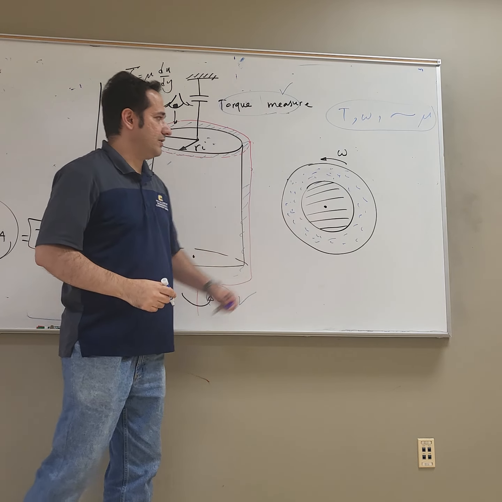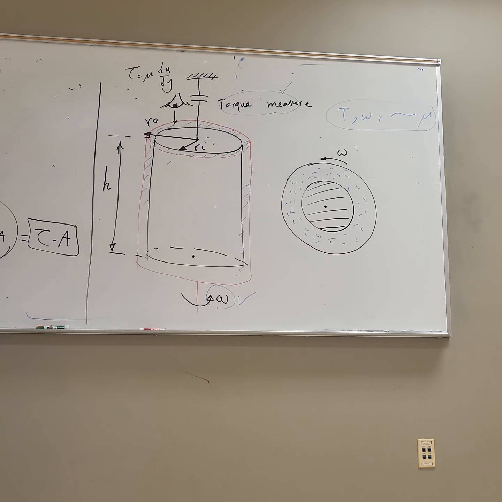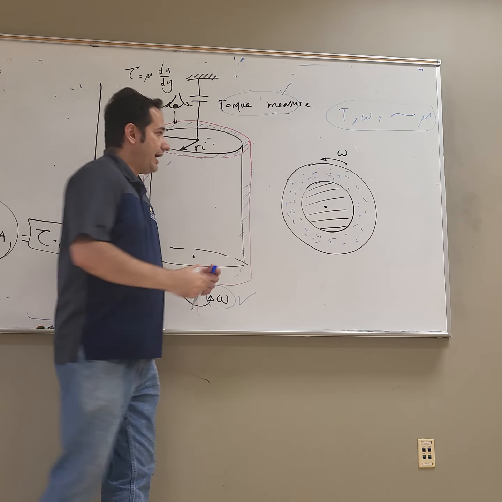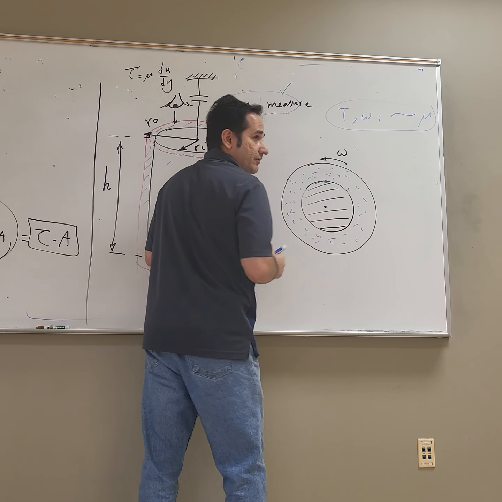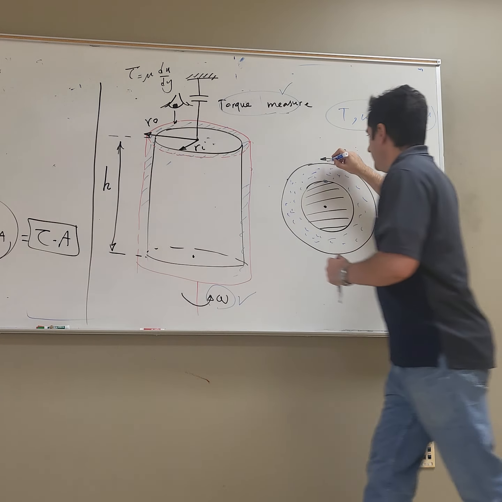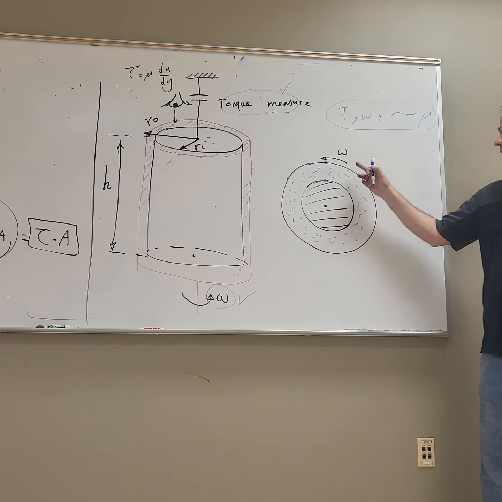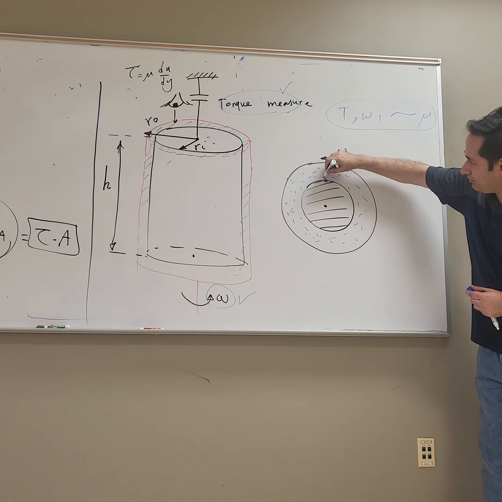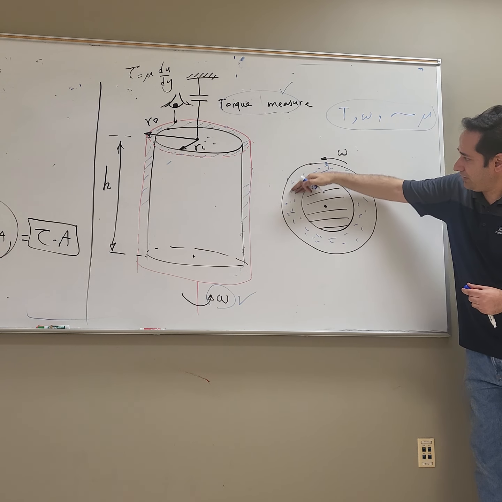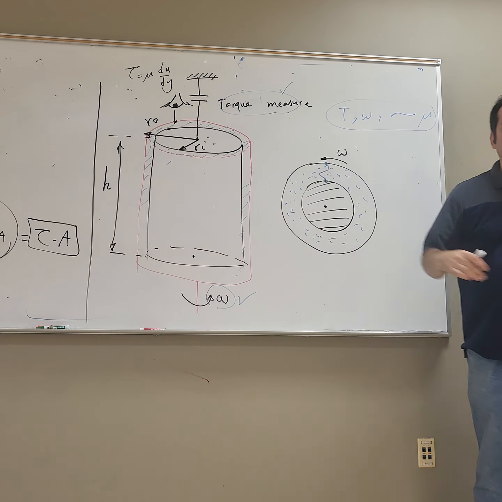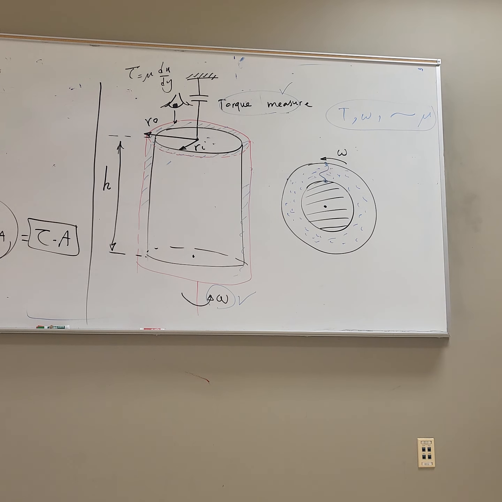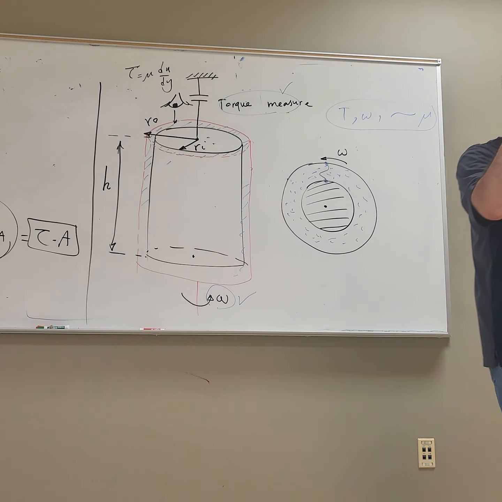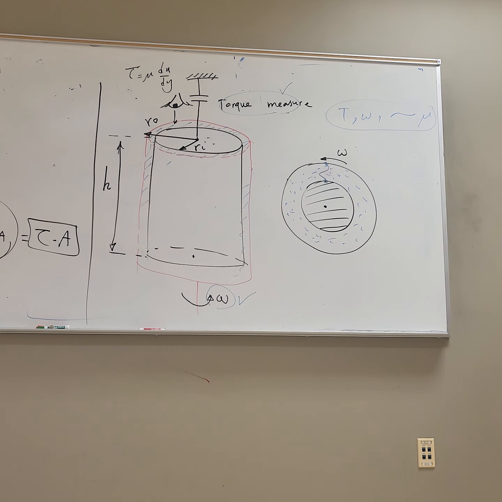And this is fixed, omega is 0. So what happens? If this distance is huge, then the velocity here is 0, and you have some velocity here, right? So if the distance is huge, you have some sort of profile, a complicated velocity field between them. But I can always manufacture it so that the distance is 0.1 millimeter, very, very tiny.